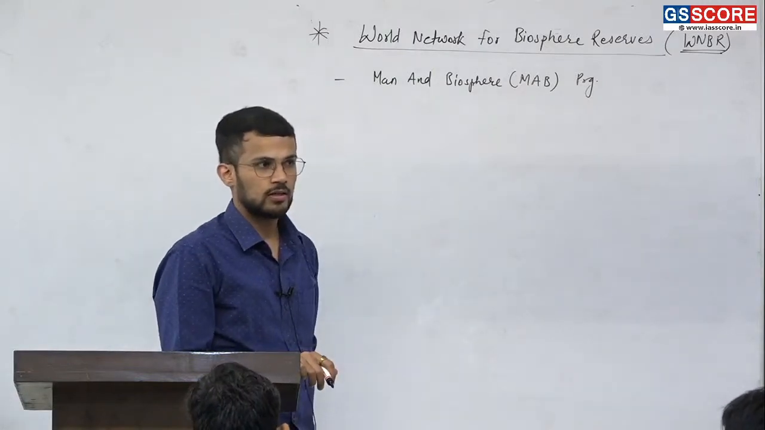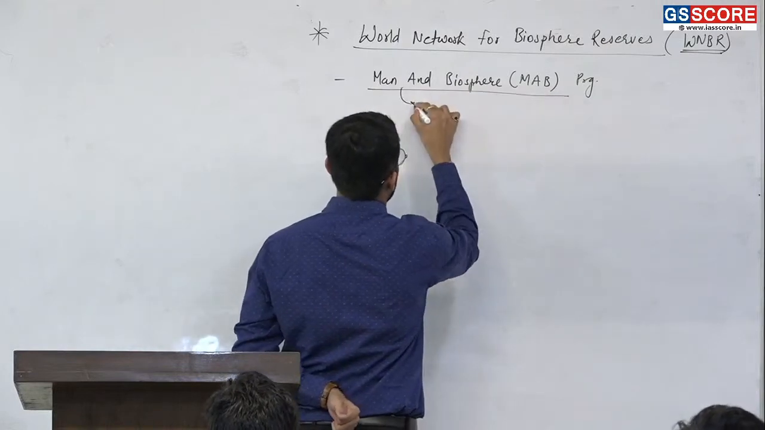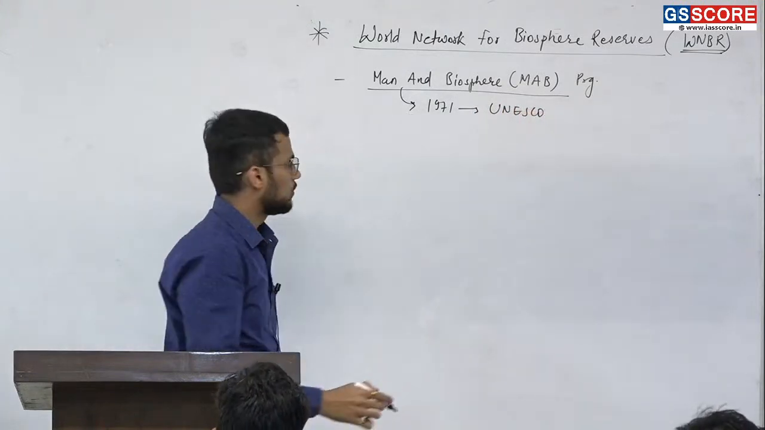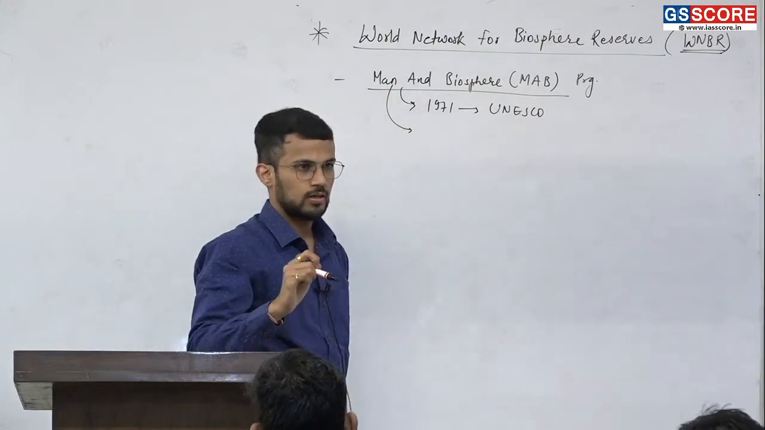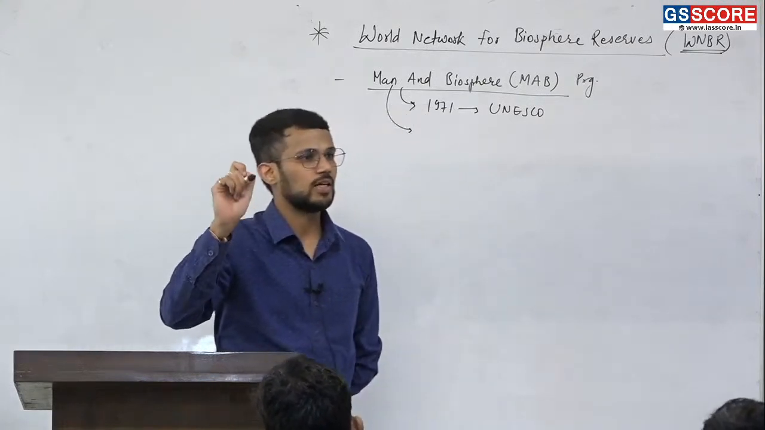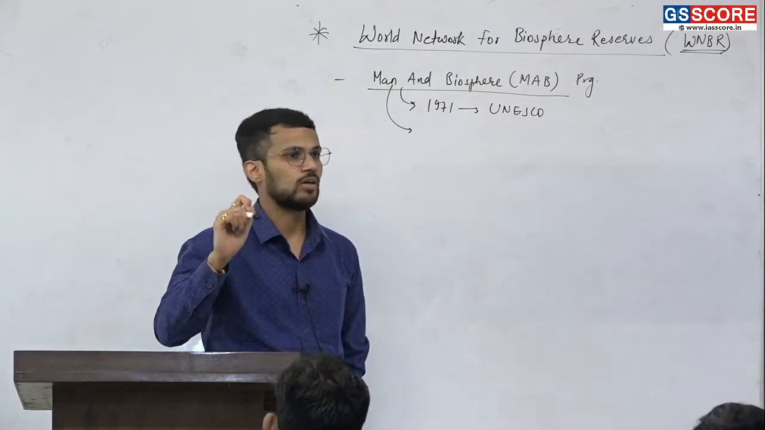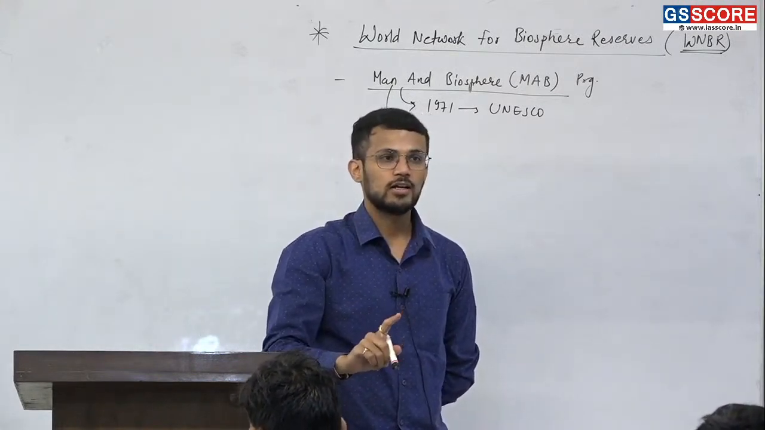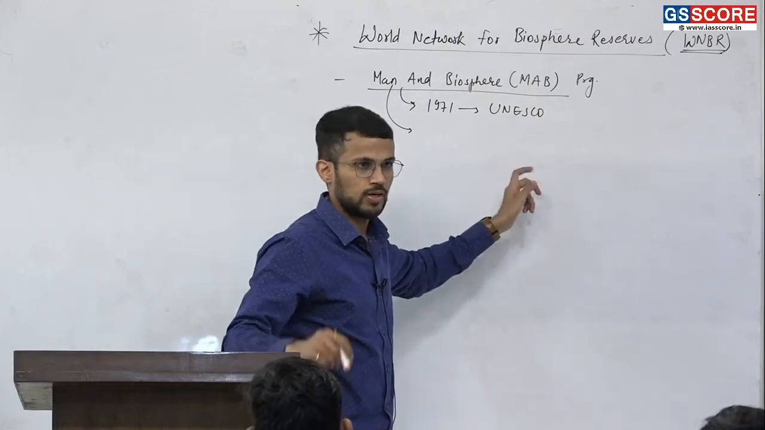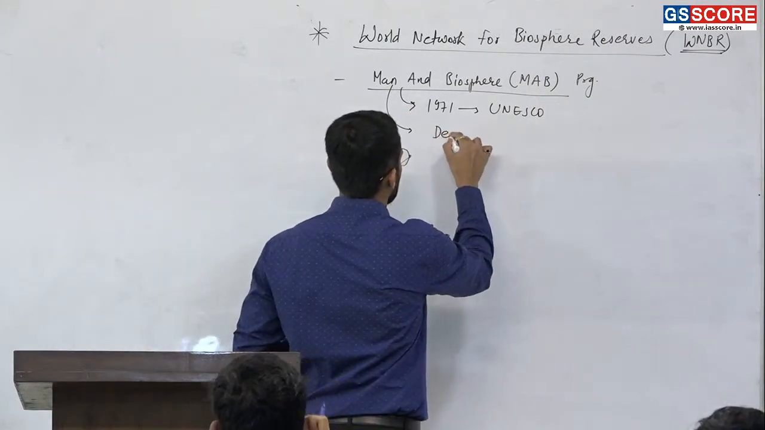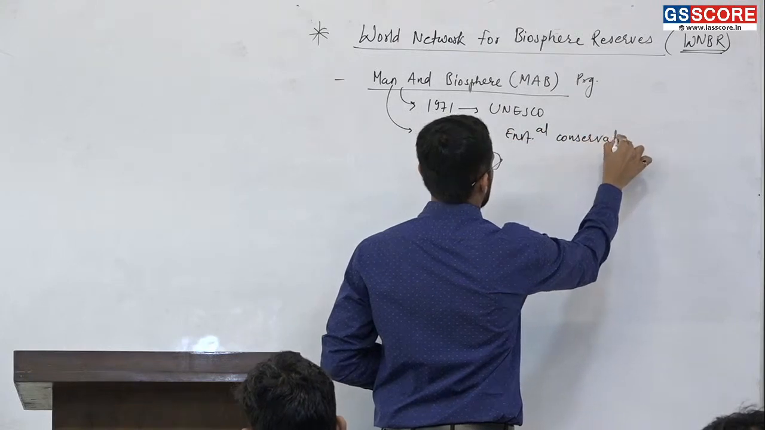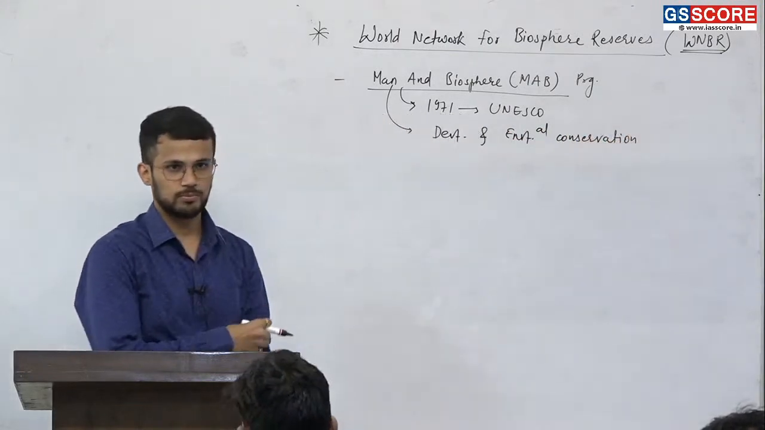When was it initiated? 1971, by UNESCO. So, what is the goal of the MAB program? Why was it started? See, the most important dilemma that we have in modern times is how to balance development and conservation of the environment. That solution we are trying to find through the MAB program. Development and environmental conservation are being balanced through it.